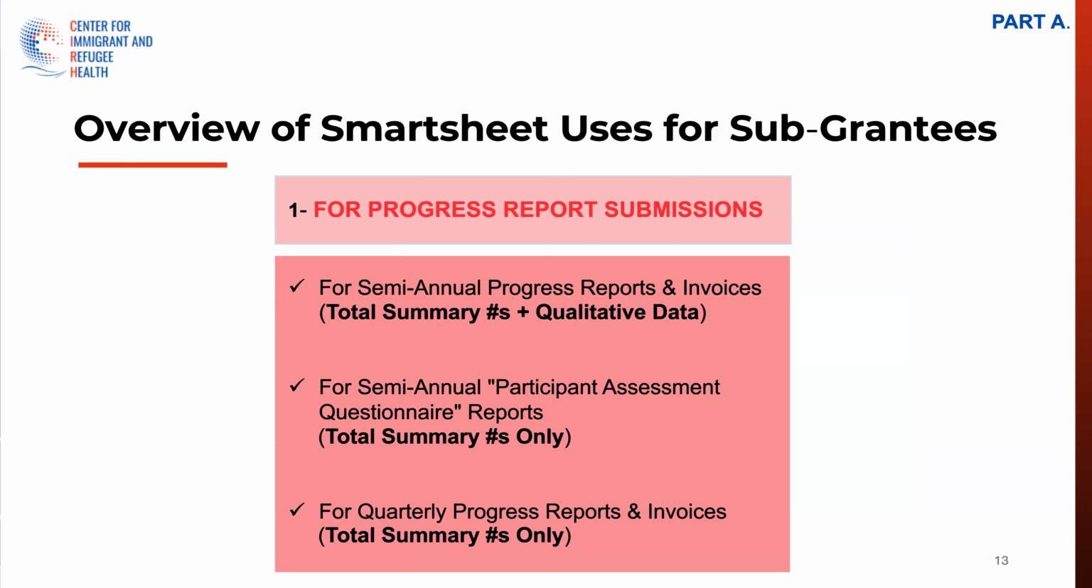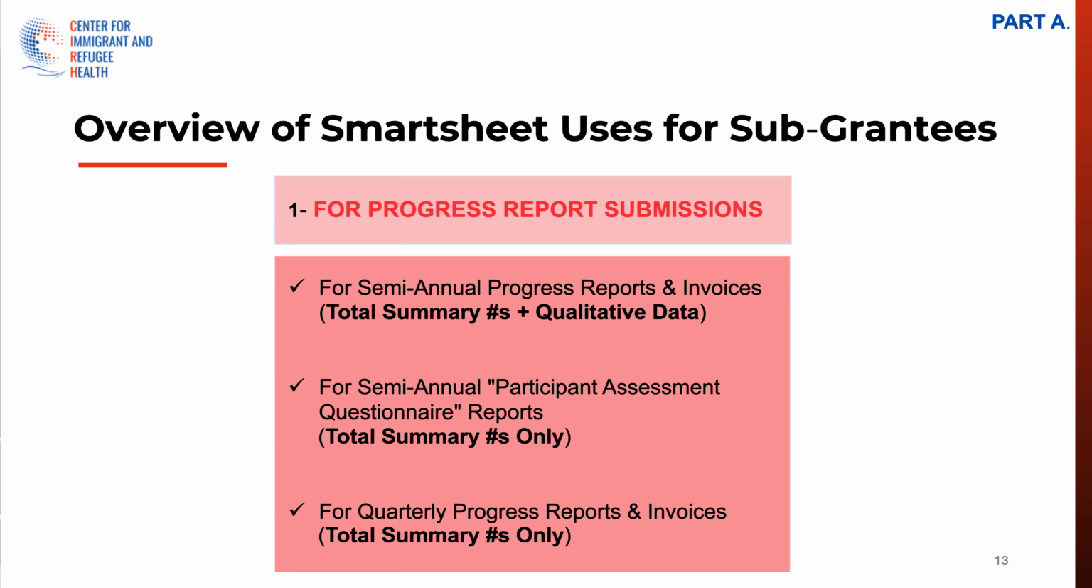I'm going to go over the two main uses of Smartsheet for you, the sub-grantees. The first one is for progress report submissions, and there are two types. There's a semi-annual progress report, which we call the long report, and your invoices. Then you're also going to use it for your quarterly progress report and invoices. The quarterly progress reports are just shorter, and we'll go over this much more slowly.